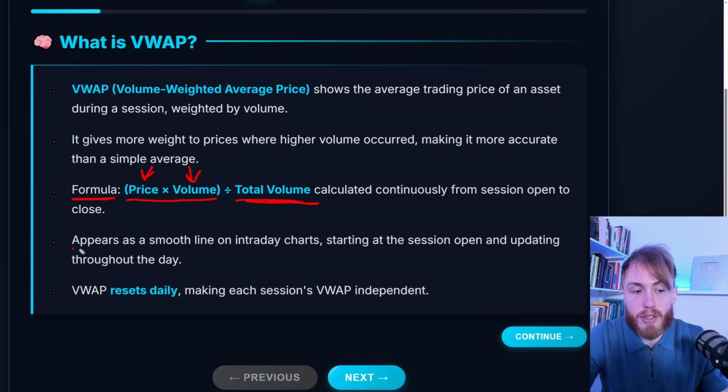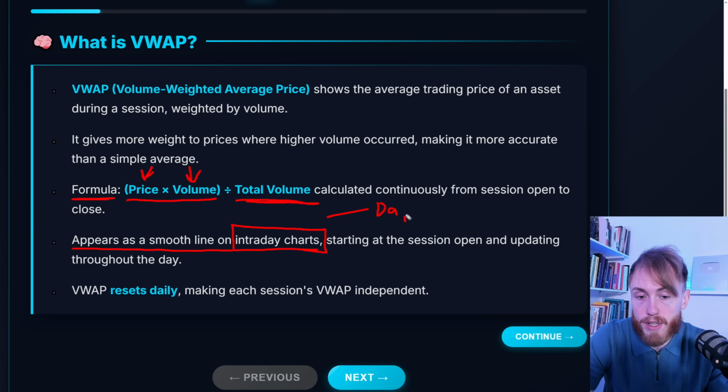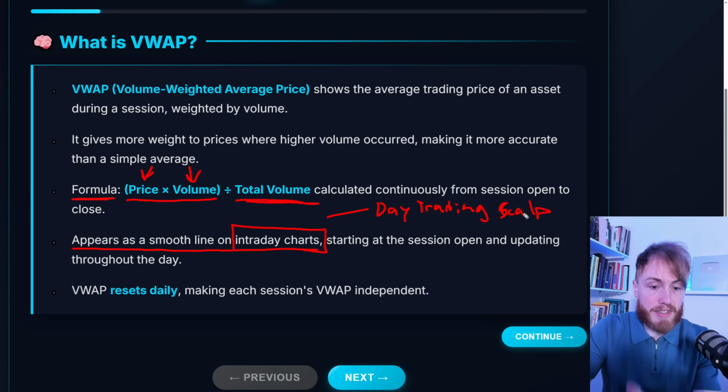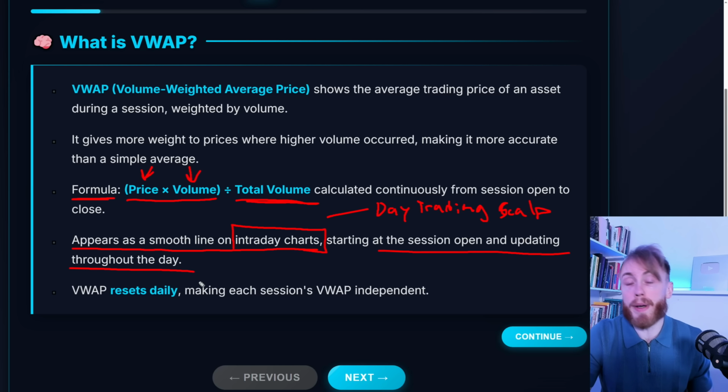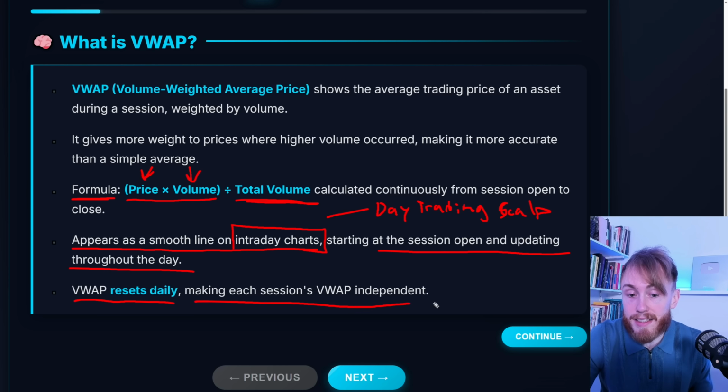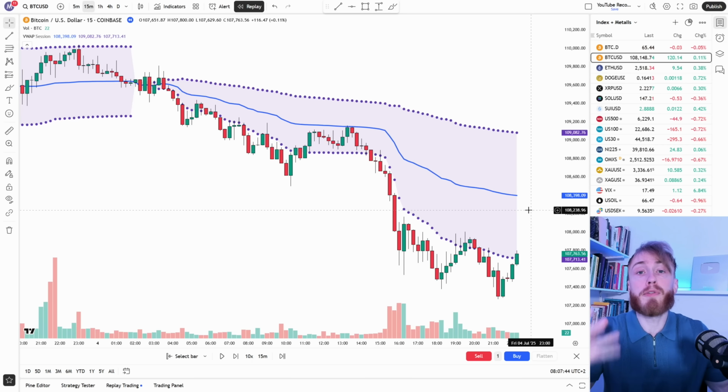And the VWAP looks like a smooth line, but it's very important that it's almost always used on intraday charts. So the VWAP is mostly used for day trading and also scalping as well. Because the VWAP starts at the session open and is updated during the day. Or in other words, VWAP resets daily, making each session of the VWAP independent.